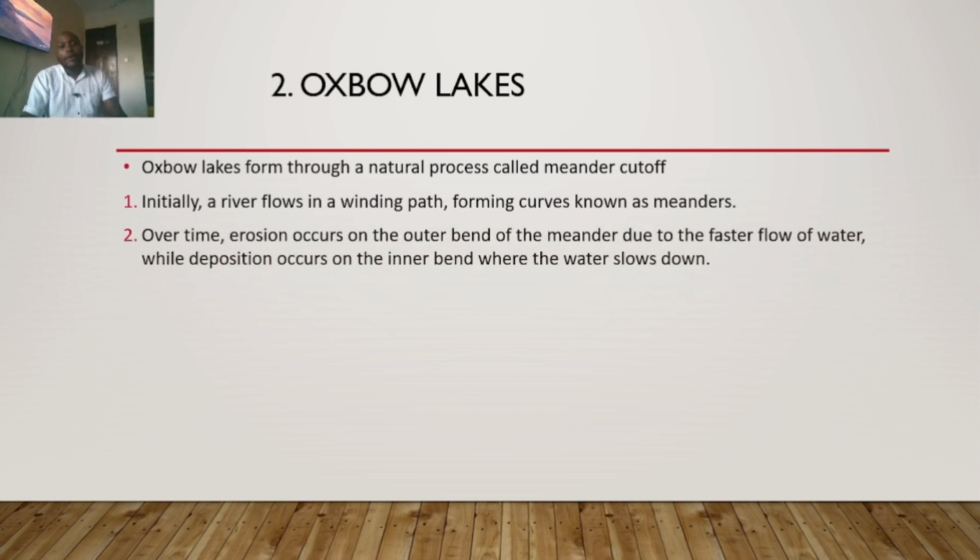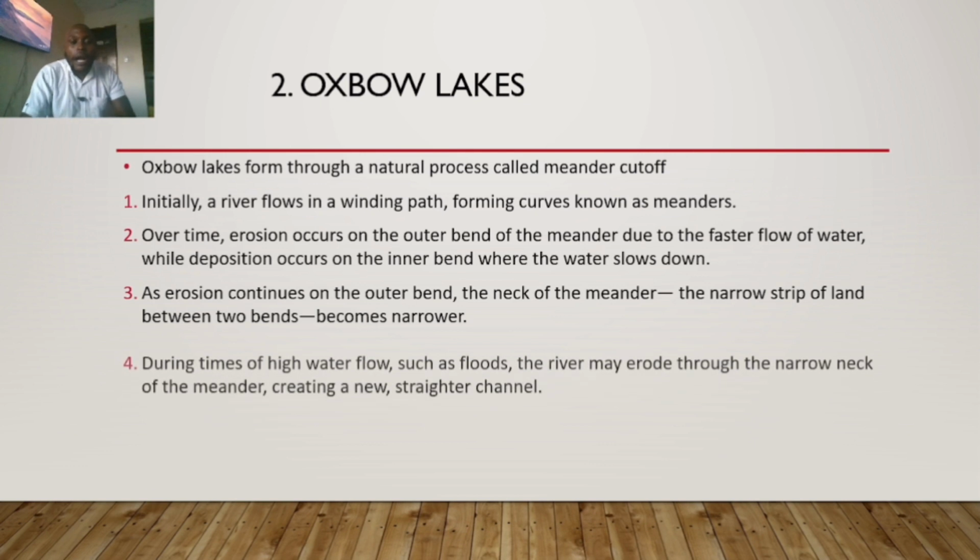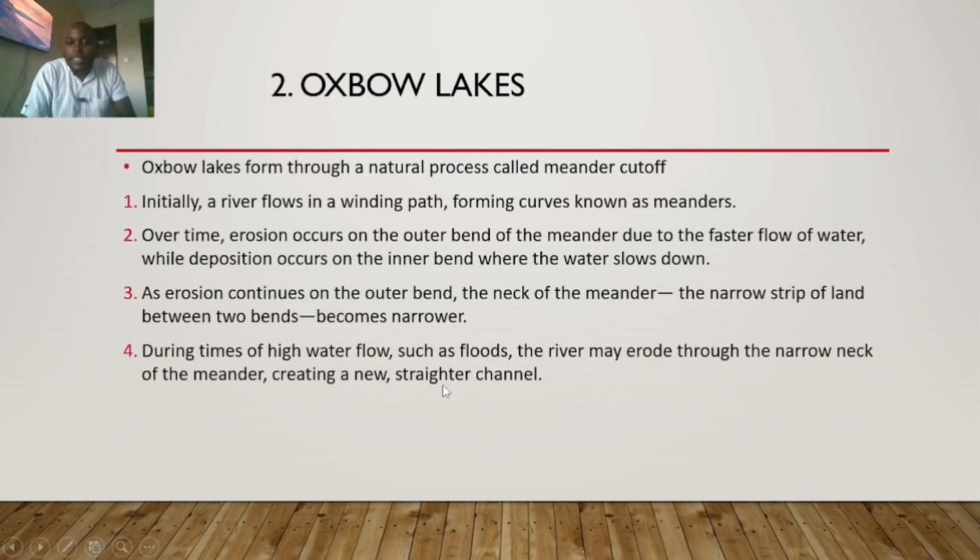Okay, so over time erosion occurs on the outer bend of the meander, which is so clear. I've already explained that, due to the faster flow of water, while deposition occurs on the inner bend where the water flows slower. So as the erosion continues on the outer bend, the neck of the meander, that is the narrow strip of land between two bends, becomes narrower. All right? Okay, look at that picture. Now, during times of high water flow, such as floods, the river may erode through the narrow neck of the meander, creating a new, straighter channel.